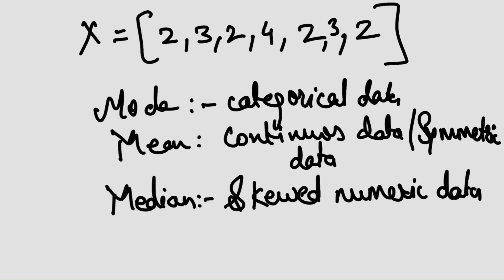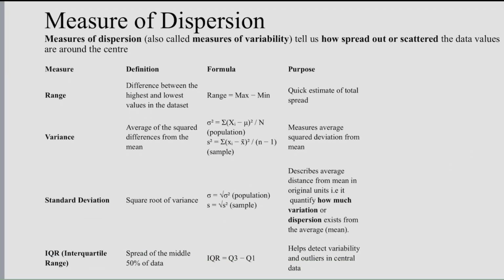So let's move on to the next section, that is measure of dispersion. Measure of dispersion tells us how spread out or scattered the data values are around the center. To measure how the values are spread out, there are 4 different measures: range, variance, standard deviation, and interquartile range. So what is the range? Range gives you a quick estimate of total spread, that is the highest value in the data set minus the lowest one in the data set.